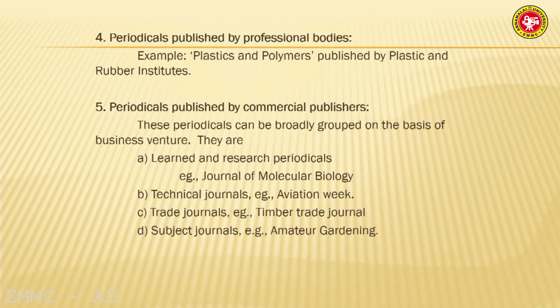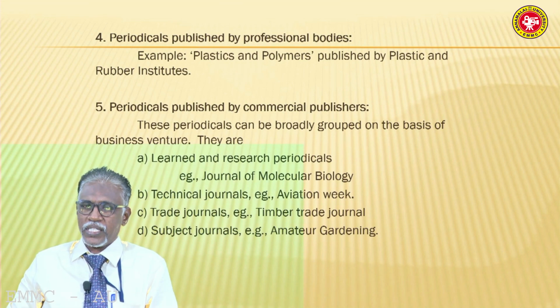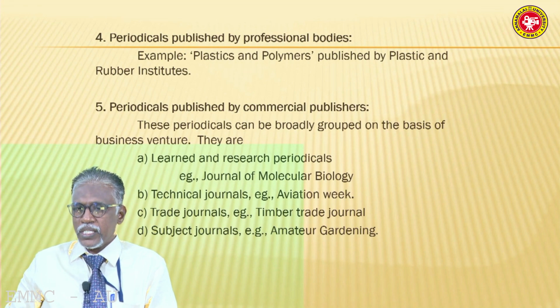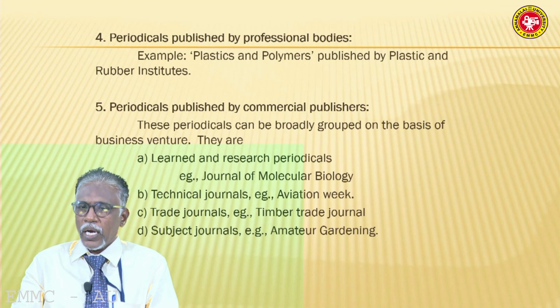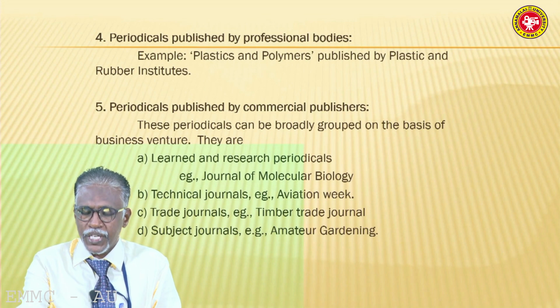The fourth is periodicals published by professional bodies, for example, Plastics and Polymers, published by the plastic and rubber industries. The fifth is periodicals published by commercial publishers, such as learned and research periodicals, technical journals and trade journals. These are examples of periodicals published by commercial publishers.